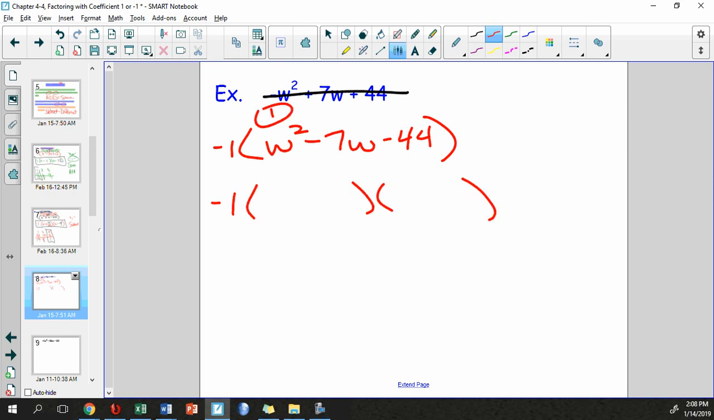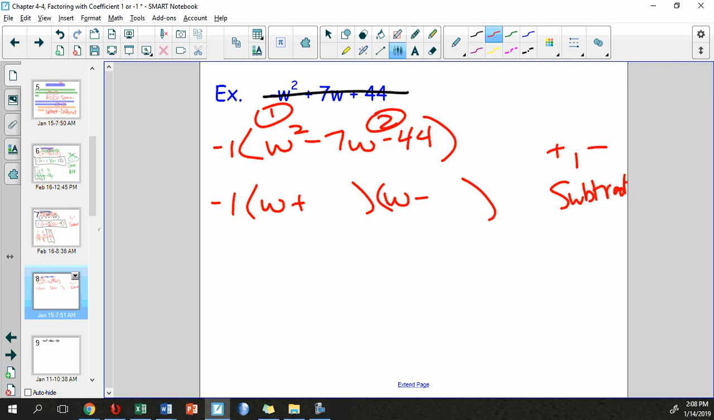I need to get a w squared. How do I do that? W and w, correct? Then I need to get a negative outcome. If I need a negative outcome, what does that say about my signs? They are different. One is positive and one is negative, which means I am doing what operation? I am subtracting.